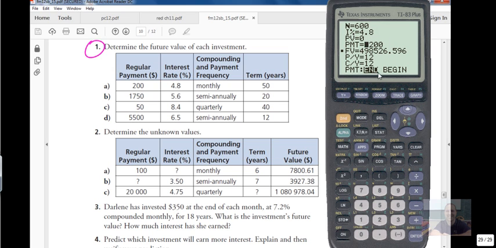So your answer is $498,526.60. That's the answer for 1A. Check the back of your book. Should be right.